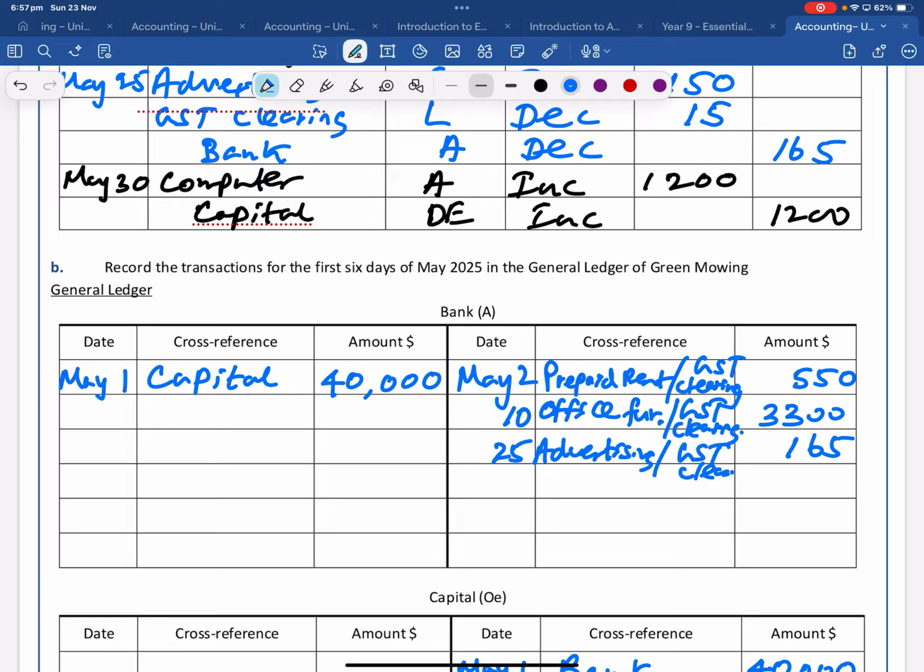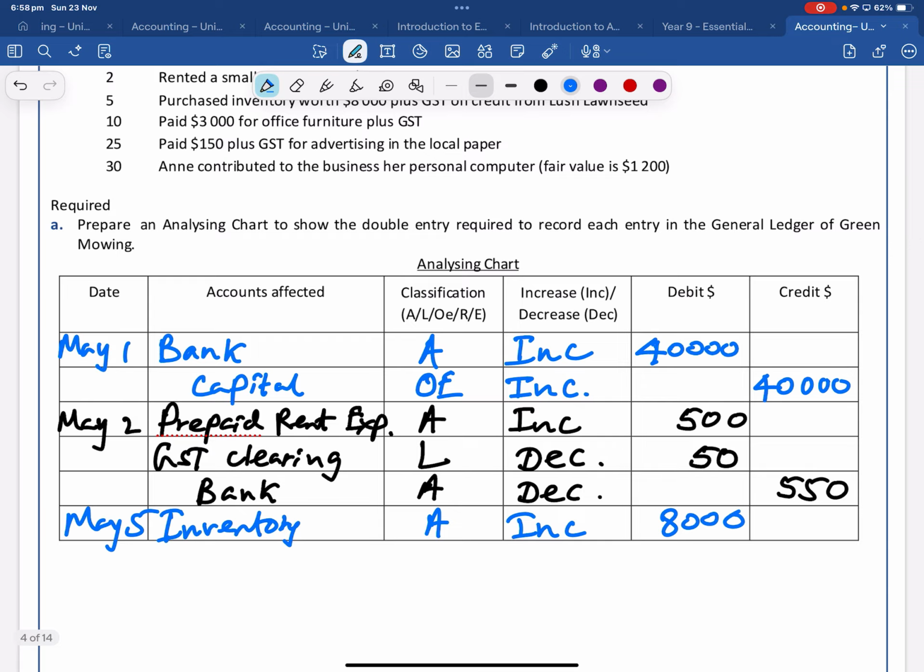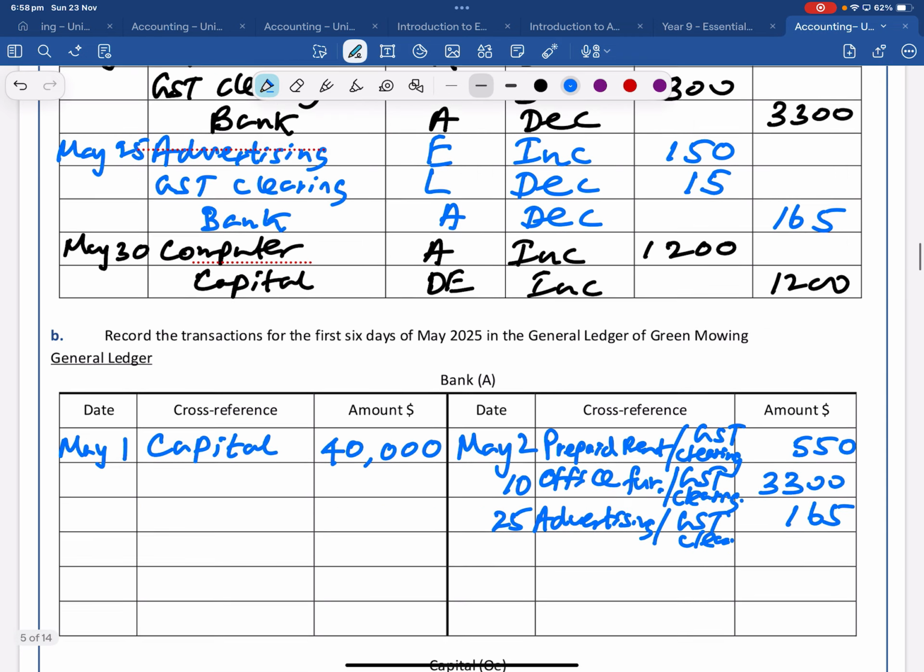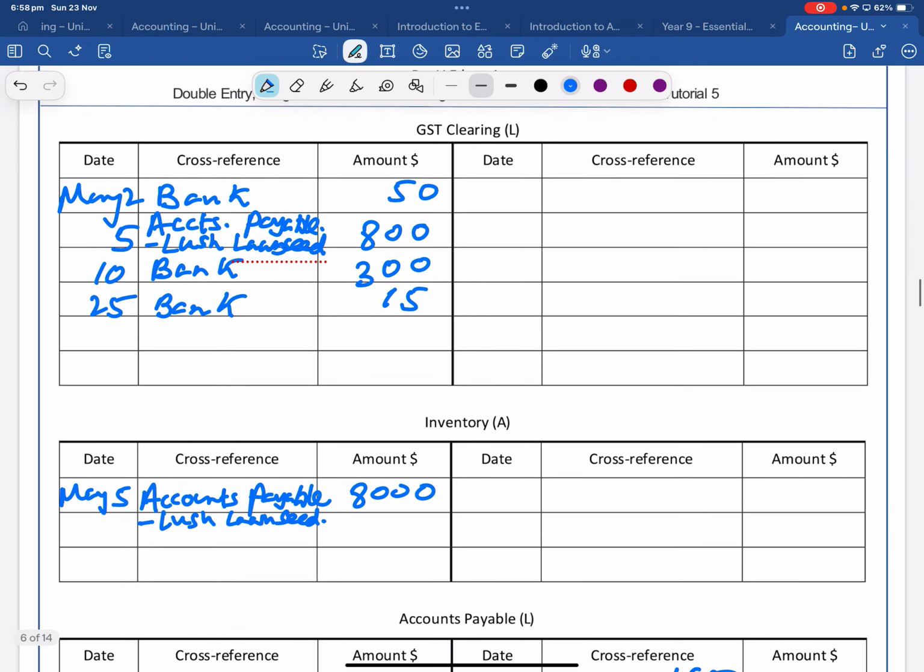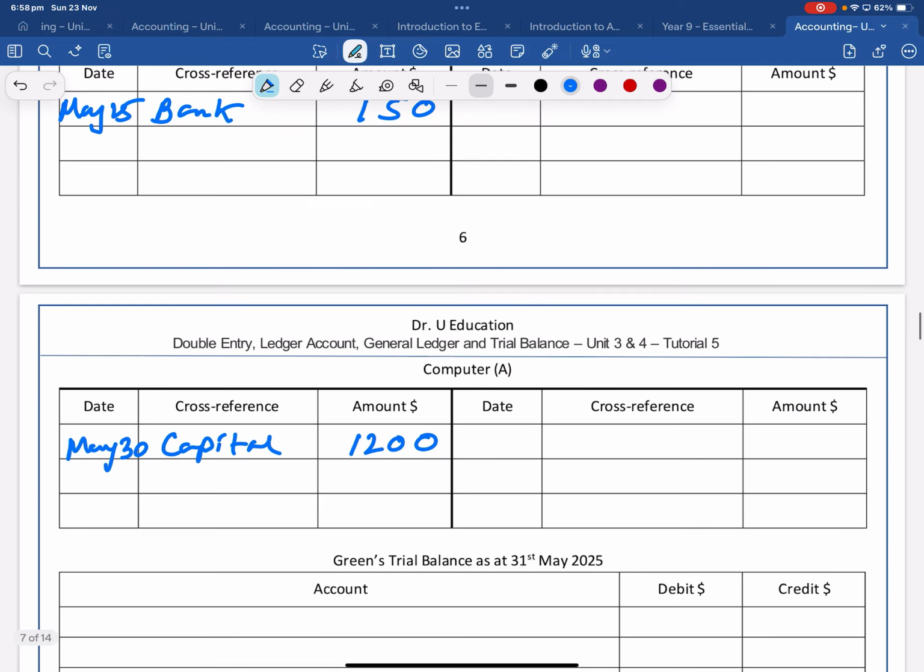Then in the exam, you will have a choice. You will have to do whatever they ask. If they ask you just for ledger accounts, then you have to do the ledger accounts. Otherwise, they'll ask you the analyzing chart in an integrated version, which we call a general journal. In the general journal, we don't have these middle columns: classification, increase, decrease. Apart from those, we'll have the rest. That you have to do in your head. So keep your head safe.